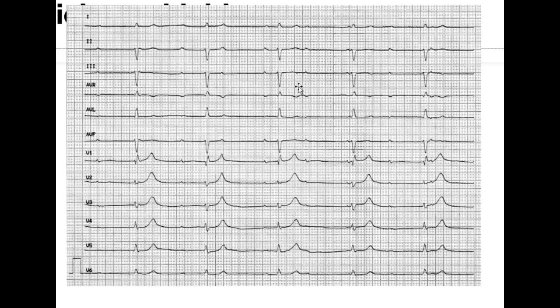Then we have ECG tracing 4. In this case, the rate is regular, and the rhythm is actually non-sinus. This one is the example of the third degree AV block that I talked about before. As you can see, the P waves and the QRS complexes are happening completely independently of each other.